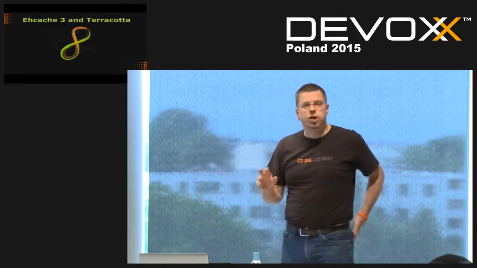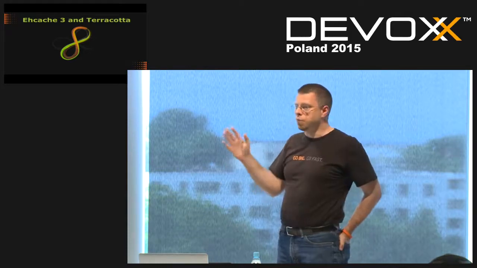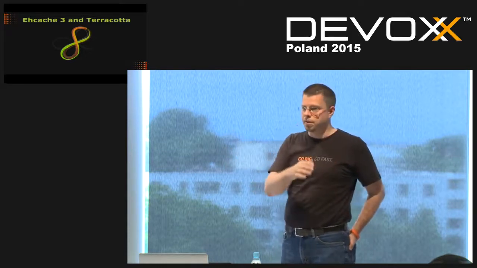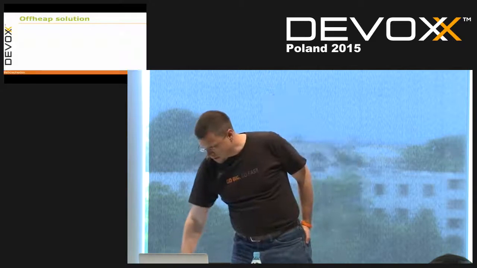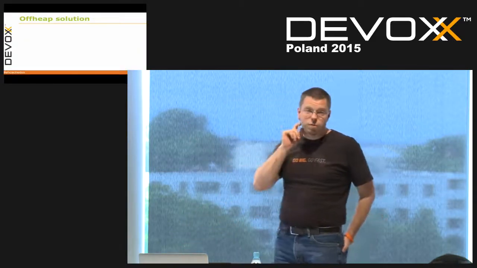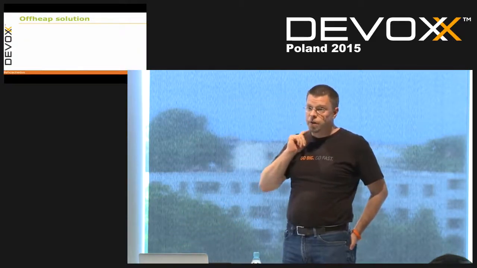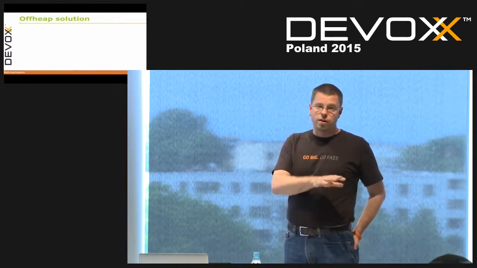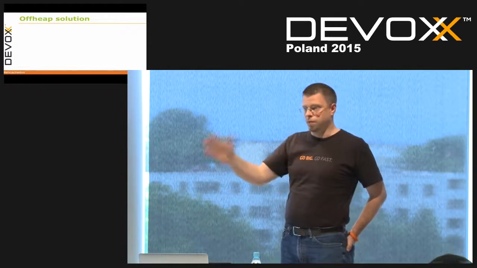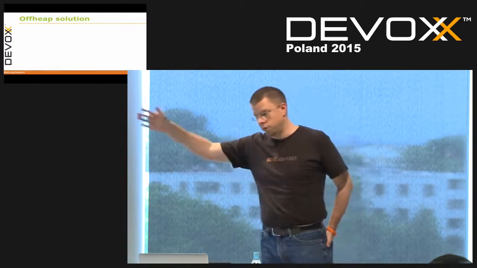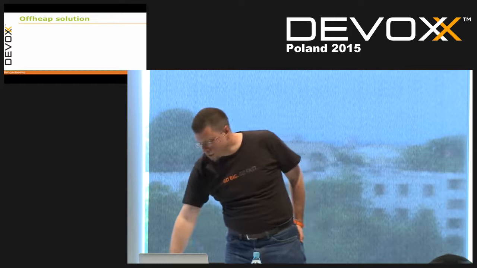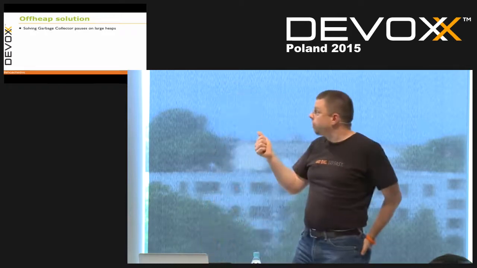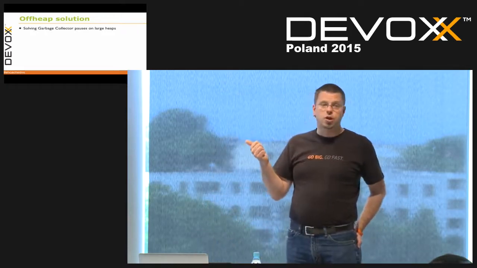A little bit about Ehcache 3 and Terracotta, because we've had some news over the last months. The first one is that Ehcache 3 comes with an off-heap solution, for free in the open source version. It's actually available in the milestone 1 that was released in April and will still be in milestone 2 and the future. You can use off-heap storage, which solves the garbage collector pauses on large heaps.